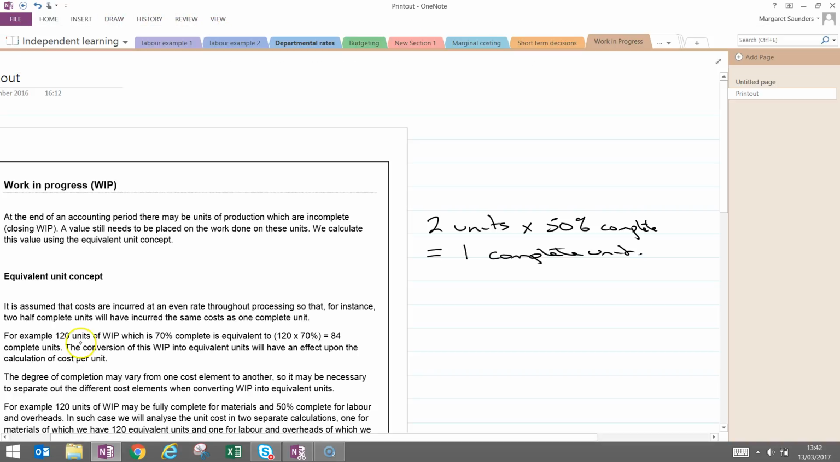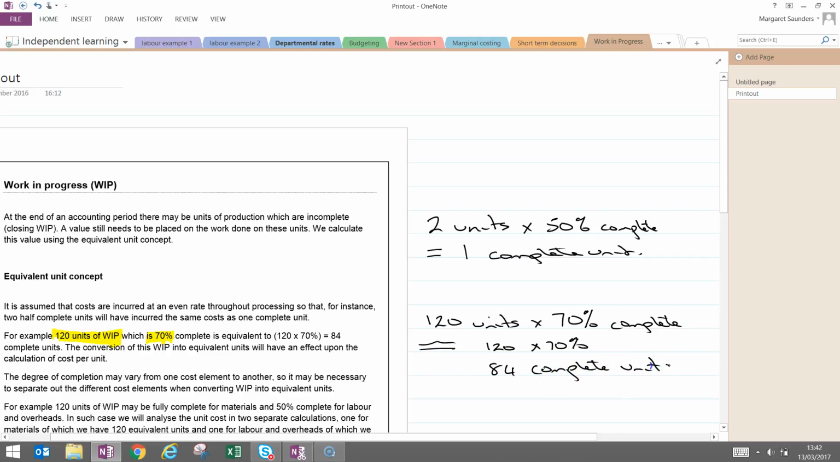So we have a second example here, 120 units of work in progress, 70% complete. So 120 units which are 70% complete is the equivalent of 84 complete units. So that's what we mean by the equivalent unit concept.